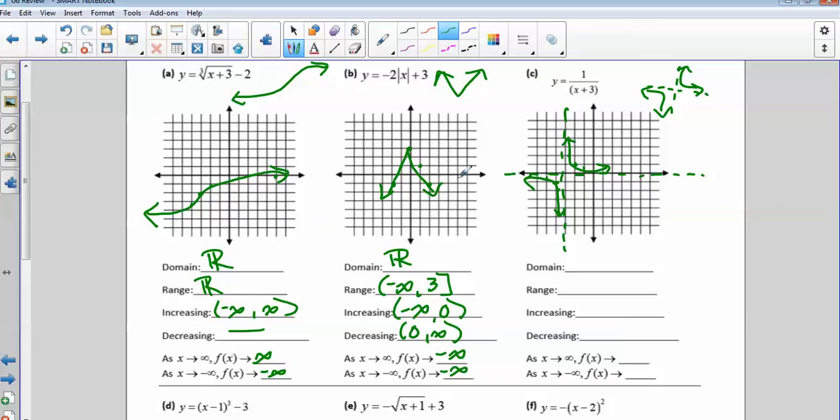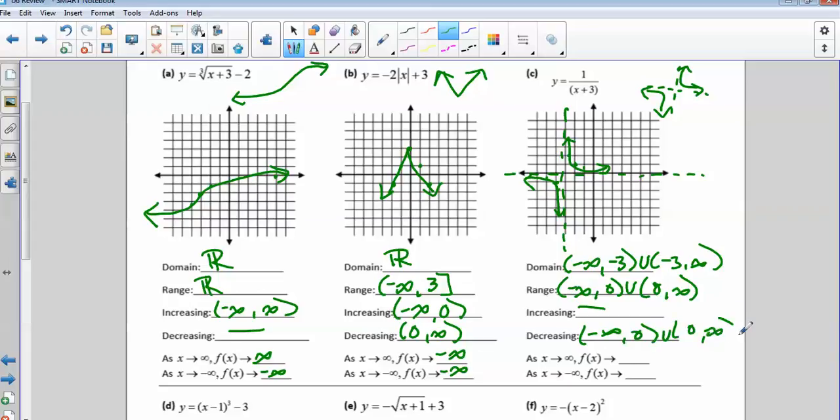Okay, your domain is everything except for your vertical asymptote. You have to leave out negative 3. In interval notation, that's negative infinity to negative 3, and negative 3 to infinity. Your range is everything except for your horizontal asymptote, so you have to leave out y equals 0. Negative infinity to 0, and 0 to infinity. This function is decreasing in this piece, and is also decreasing in this piece, so it's never increasing. It decreases from negative infinity to 0, and then from 0 to infinity.